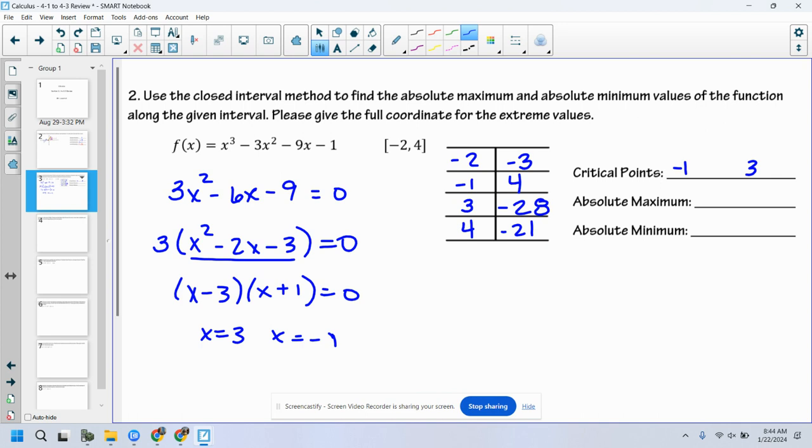Okay, what's the absolute maximum? Negative 1 comma 4. What is the absolute minimum? 3 comma negative 28. So it just happens to be that these both occur at the critical points. It doesn't have to happen like that. It just happened like this in this one. Questions about that?